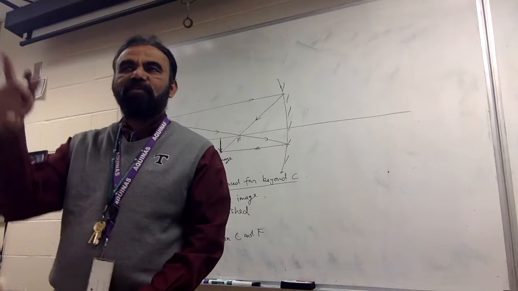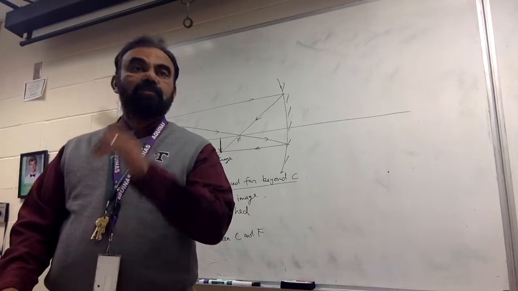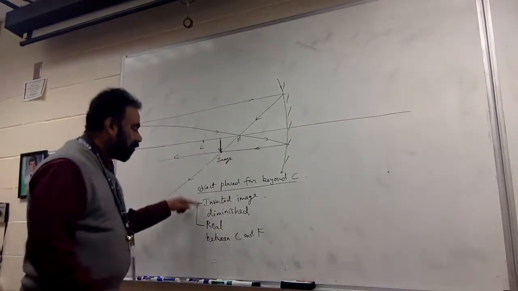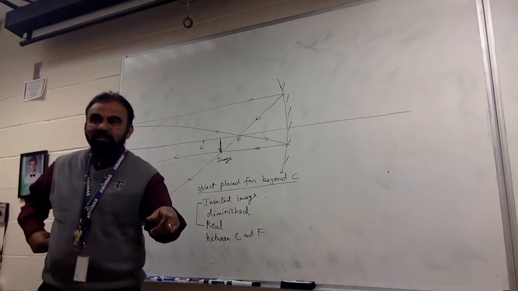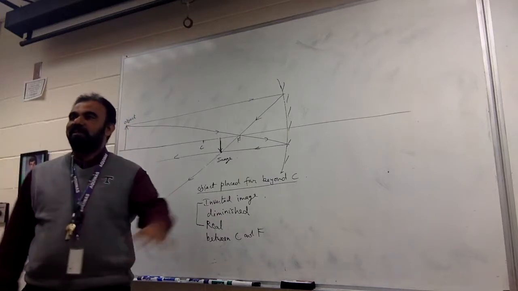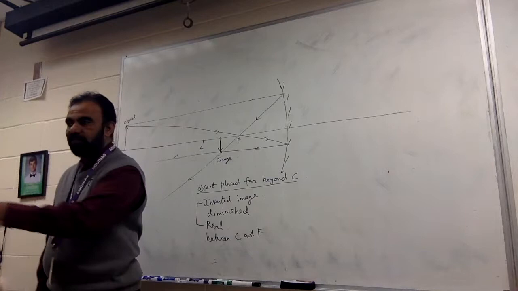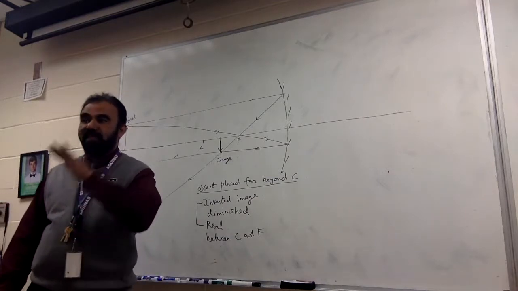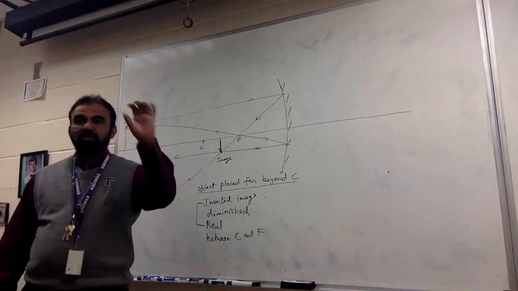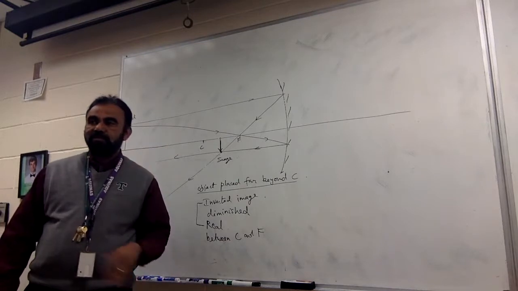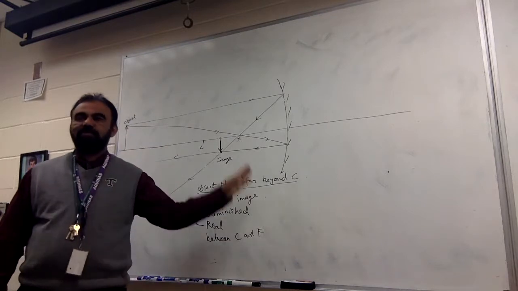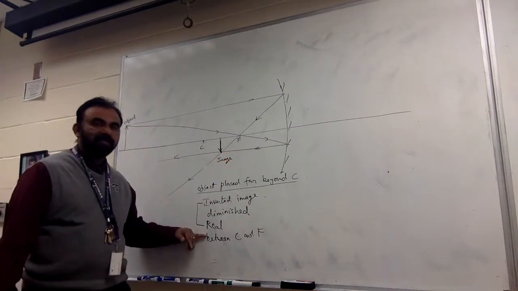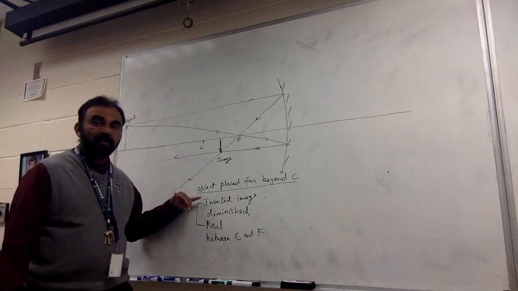Upright. So what kind of image is that? Virtual. So remember, these go together. If it is an inverted image, it is a real image. If it is an upright image, it is a virtual image. In all cases, whether you're talking about lenses or mirrors, any kind of mirror, always true. Inverted will be real. Upright will be virtual.